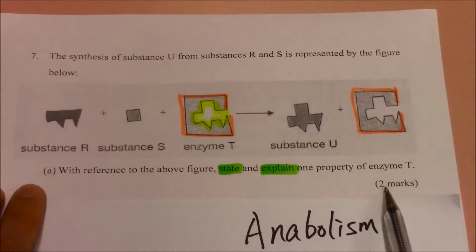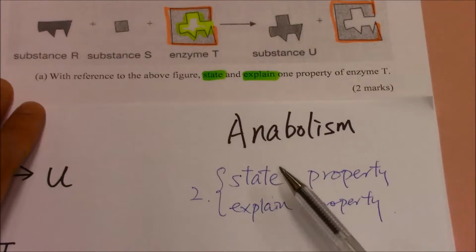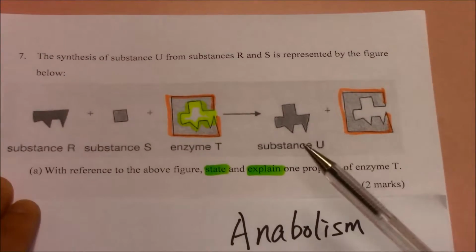So that's why we have 2 marks, because there should be 2 parts of the answer. The first part is to state the property, and the second part is to explain the property. 咁記住係兩部分嚟嘅，state 咗個特性，再解釋個特性。So go back to the question.